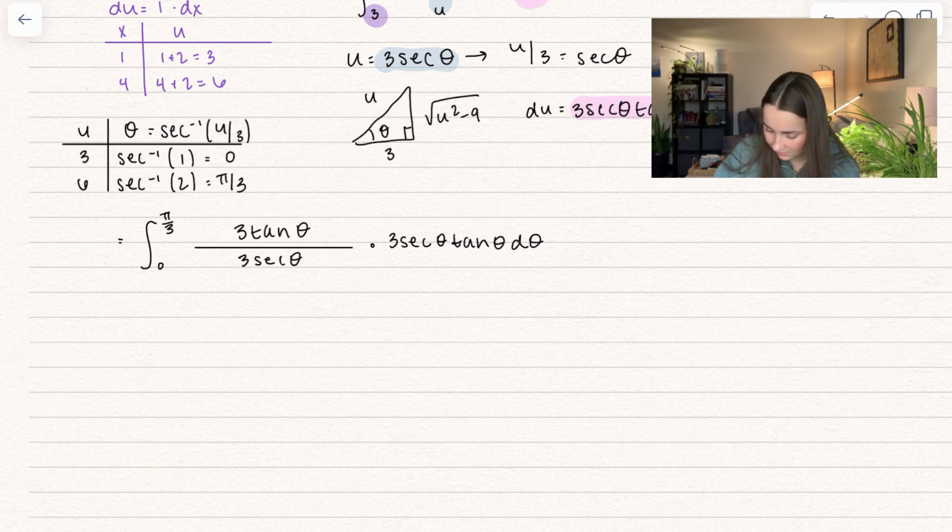So let's go ahead and see what cancels out. We notice those 3 cancel out. One of these secants cancel out. So we're left with tangent times 3 times tangent. So let's rewrite that.